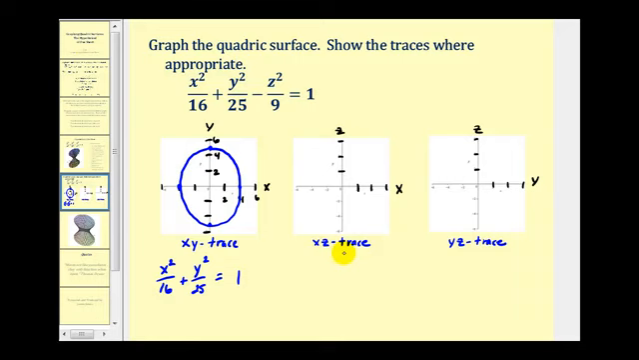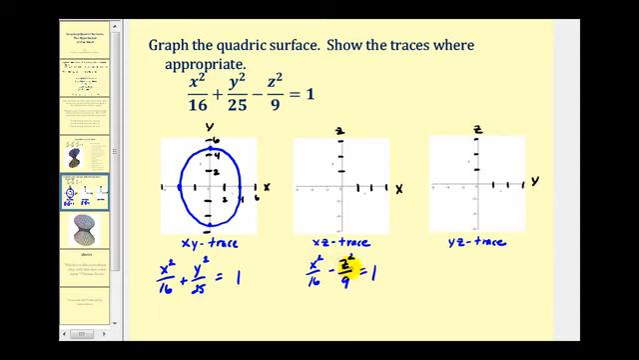Now let's take a look at the xz trace. So we'll set y equal to 0. That'll give us x squared over 16 minus z squared over 9 equals 1. Well, we know from our study of conic sections this is a hyperbola. So what we're going to do is construct the rectangle, sketch the asymptotes, and then sketch the hyperbola. Since the positive part is the x part, this hyperbola will open left and right along the x-axis.